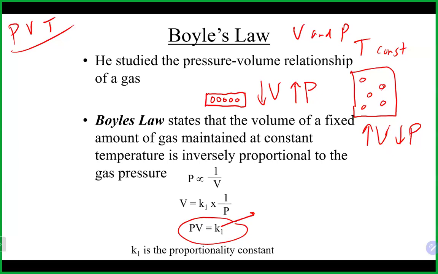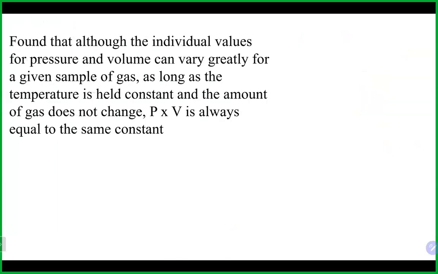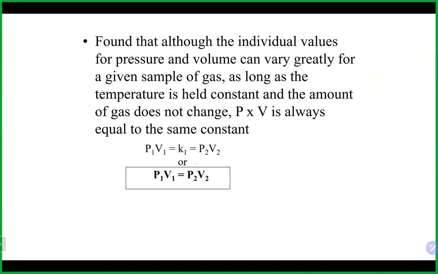And because of that, we get what Boyle's law really is, which is this one here. P1 times V1 is equal to P2 times V2. And once again, this is at constant temperature. And our relationship: pressure goes up, volume goes down; pressure goes down, volume goes up.